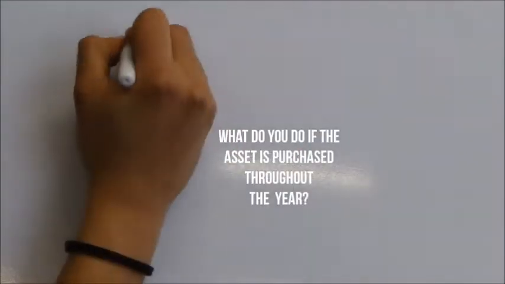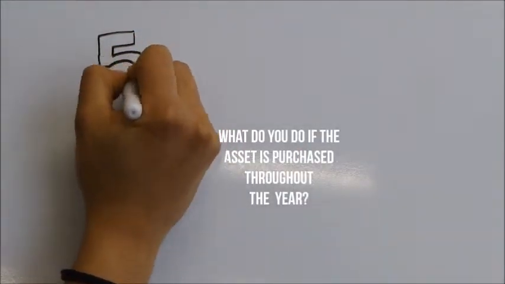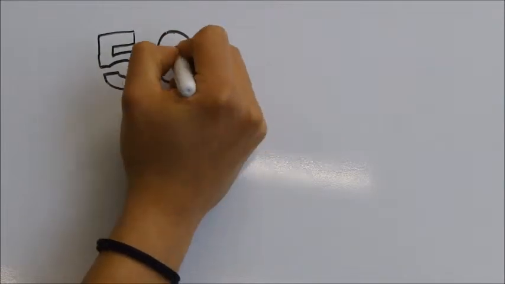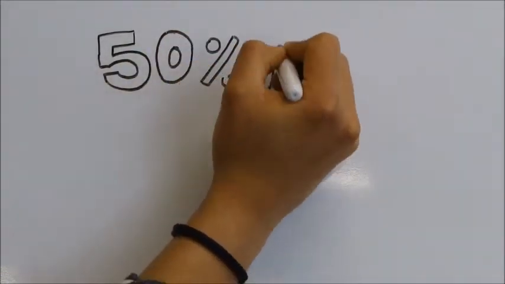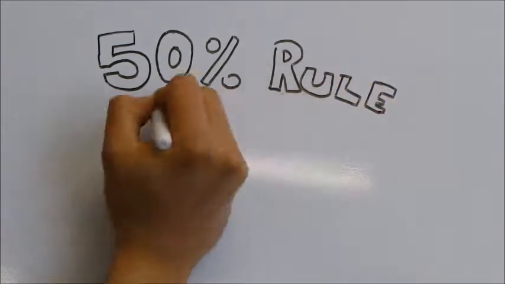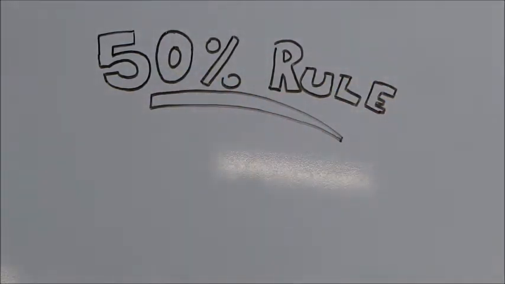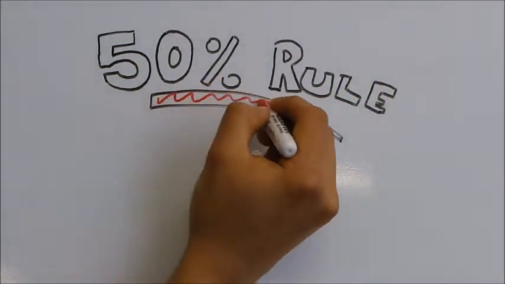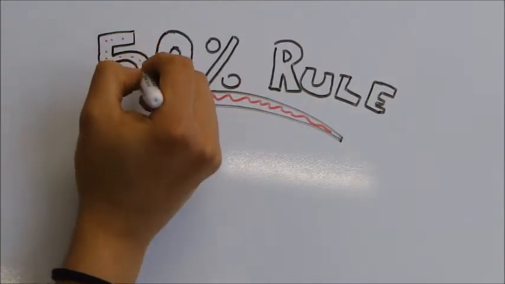What do you do if the asset is purchased throughout the year? If the asset is purchased throughout the year, you would use the 50% rule, where you would calculate half of the CCA rate. Okay, referring back to the automobile example, the CCA rate would normally be 30%.